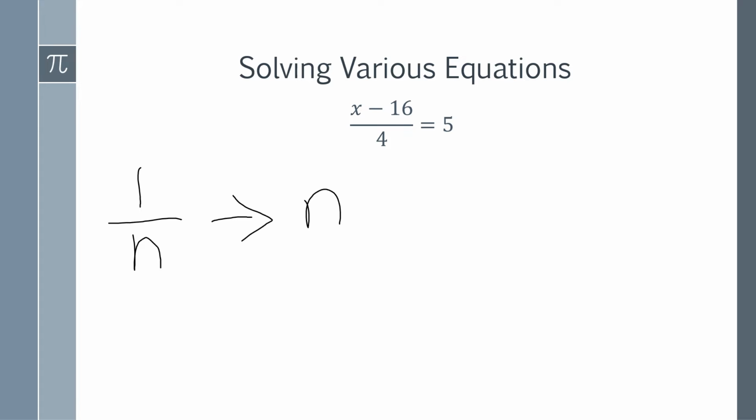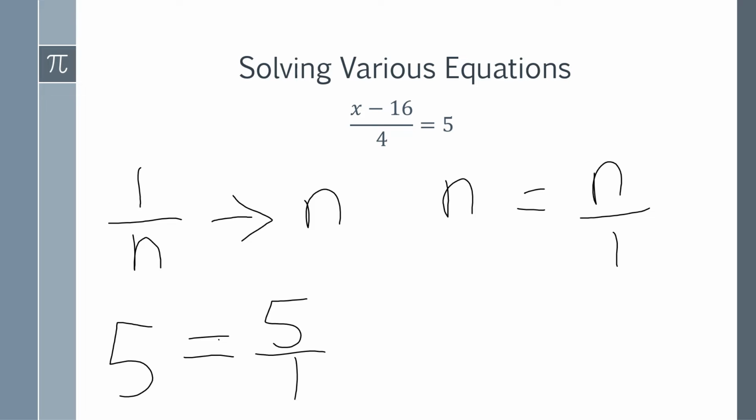Because look, n is pretty much n over 1. So every number can be written as a fraction over 1. For example, if I was to say 5, well, I could write that it's the same as saying 5 over 1. But if I was to take the multiplicative inverse or the reciprocal, that's going to be 1/5. That's what you have to do. Because remember, all algebra is doing is undoing everything.